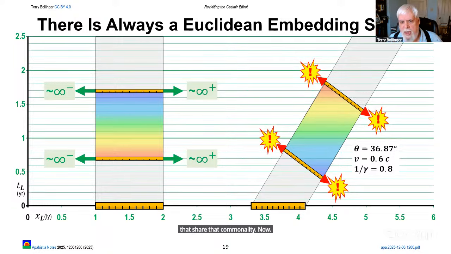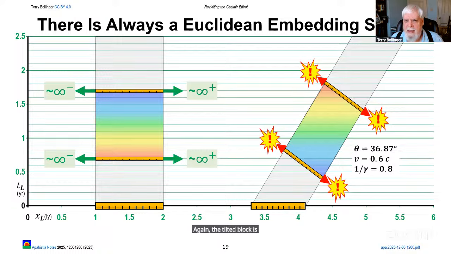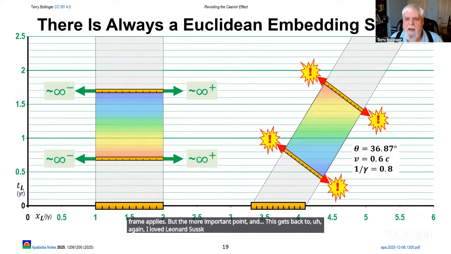Now, if you just accelerated your ruler on the right, which could be that train again, all of that is lost. At the boundaries, you get bang, you lose that. At the boundaries, all you can see is the other coordinate system. You lose the ability to extend those rulers beyond that scope. And that's important because it says, again, the tilted block is a finite limit on how far the inertial frame applies.